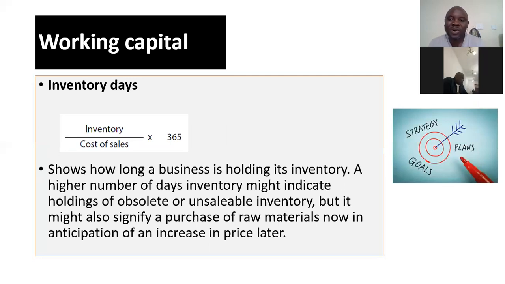So then you can go on to looking at inventory days. Obviously, it's inventory days over cost of sales times 365. This shows how long a business is holding its inventory. How long are you holding on to the inventory? At most, it should be less than 30 or 60 days. If you find that it's going over 100 days, then you start questioning your inventory policy.